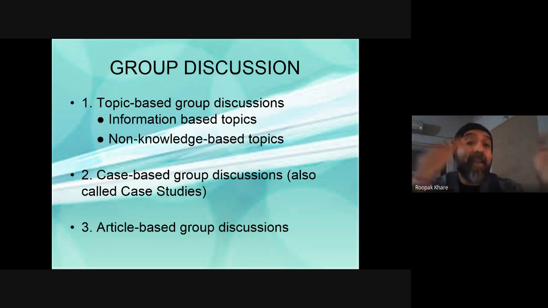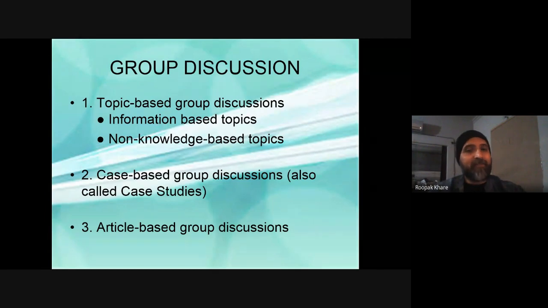So yes, there are various types of group discussions. First one is topic-based group discussion, where some information or topic is given, and people are supposed to talk about it, share their opinions, their experience, their knowledge about it. Two, case-based group discussion. Some problem is given, a case is given, and people give their own solutions to it, their own interpretations, their views about the case maybe. So that is a case-based group discussion.